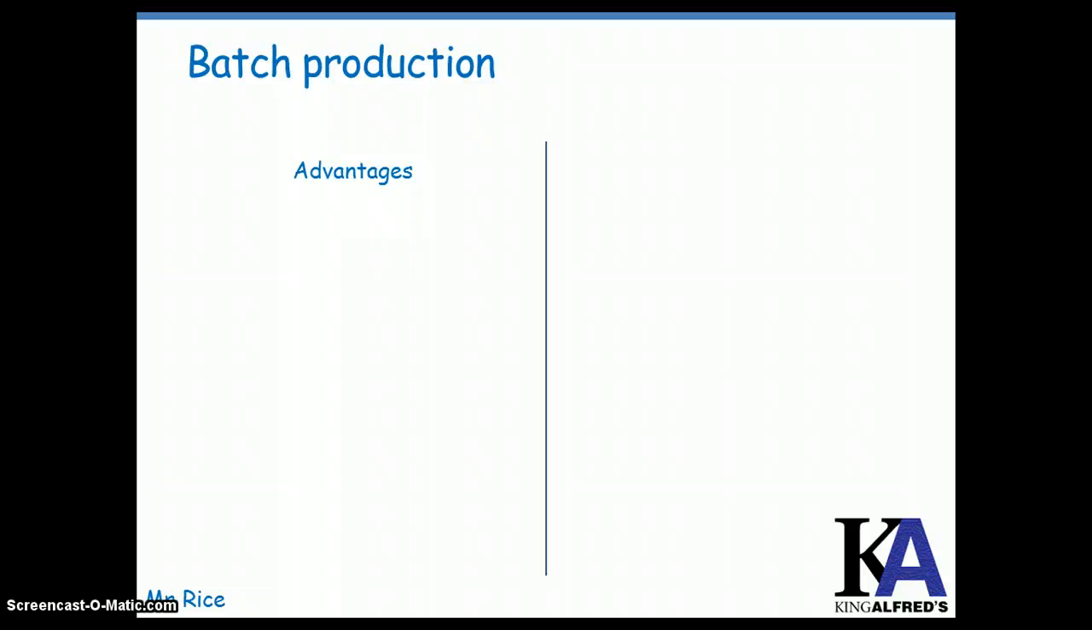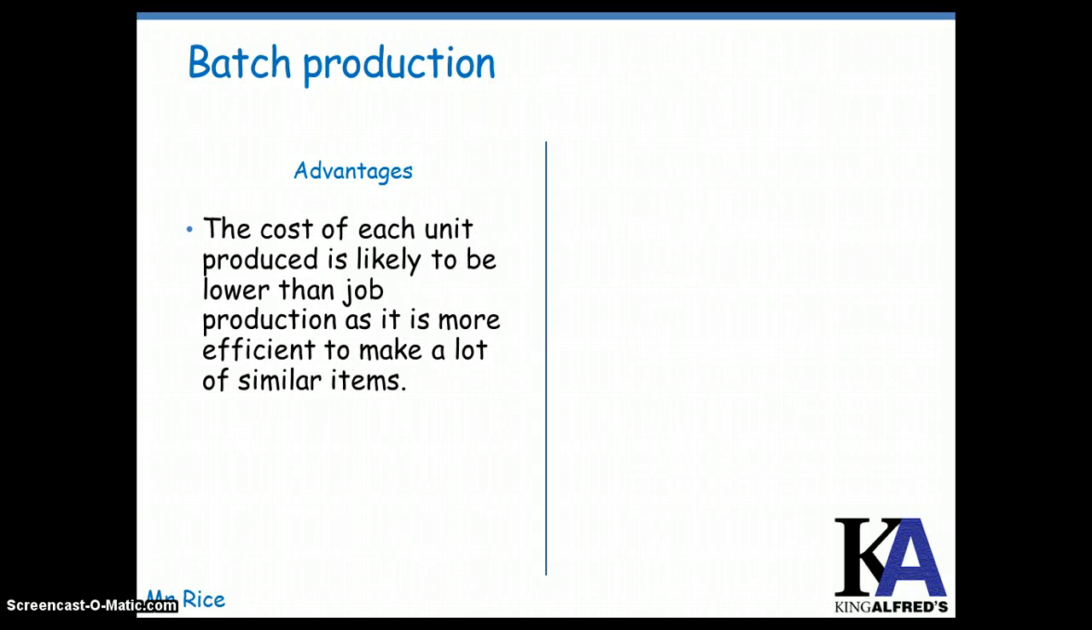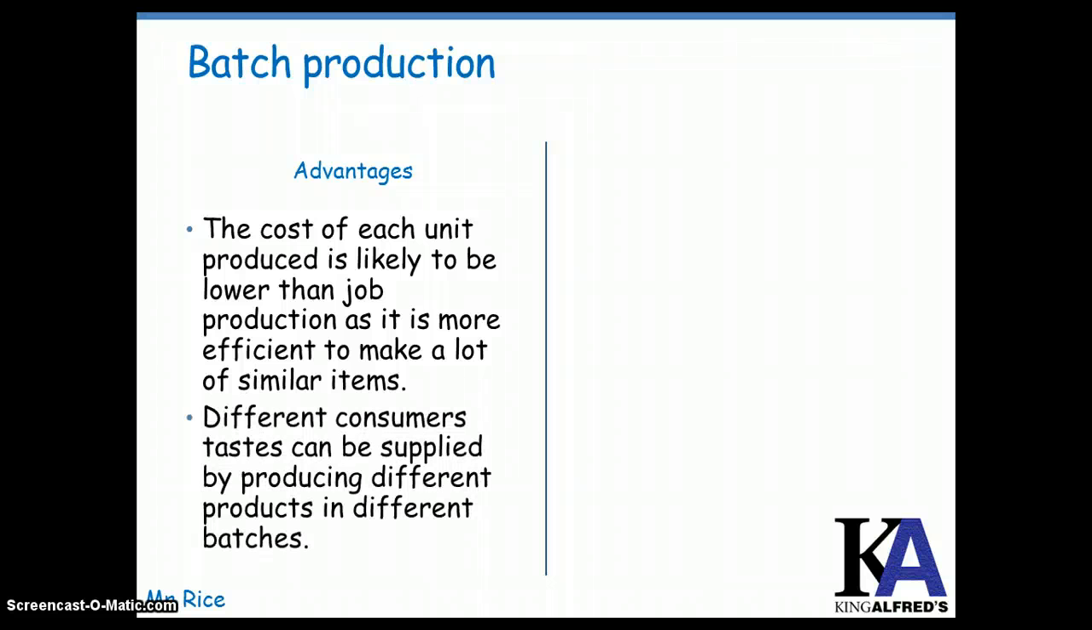Some of the advantages of batch production is that the costs are likely to be quite low for each unit because the company is making a lot more of the similar products. It can also cater for different tastes of the consumer. It can supply a wide range of different products that have been made in batches.